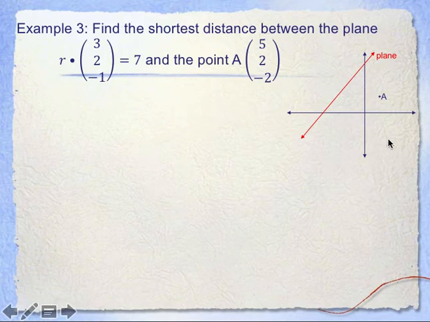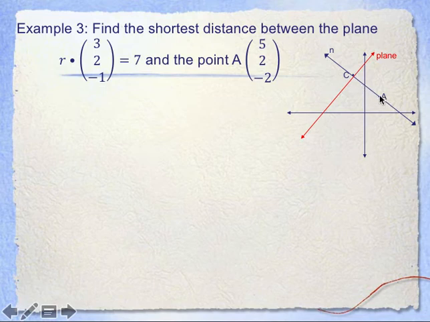Now we know the shortest distance is always going to be the perpendicular, so we know that this normal to the plane, which is obviously this vector here, is going to be, our point A is going to be somewhere along that, so that's going to be our shortest distance. And the point where that intersects, we're going to call that point C.